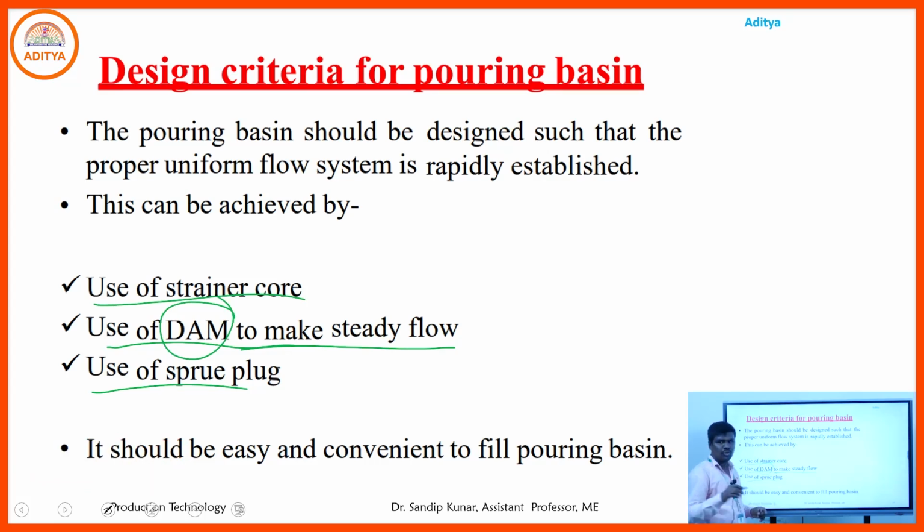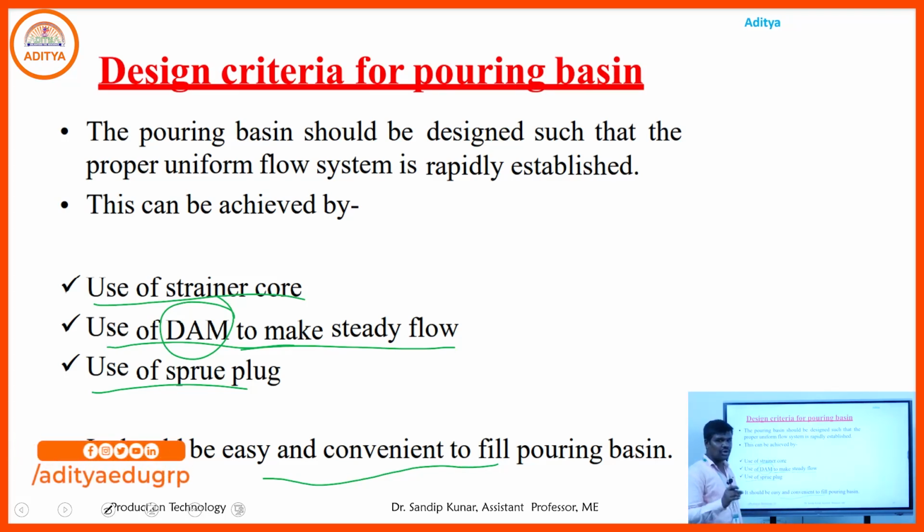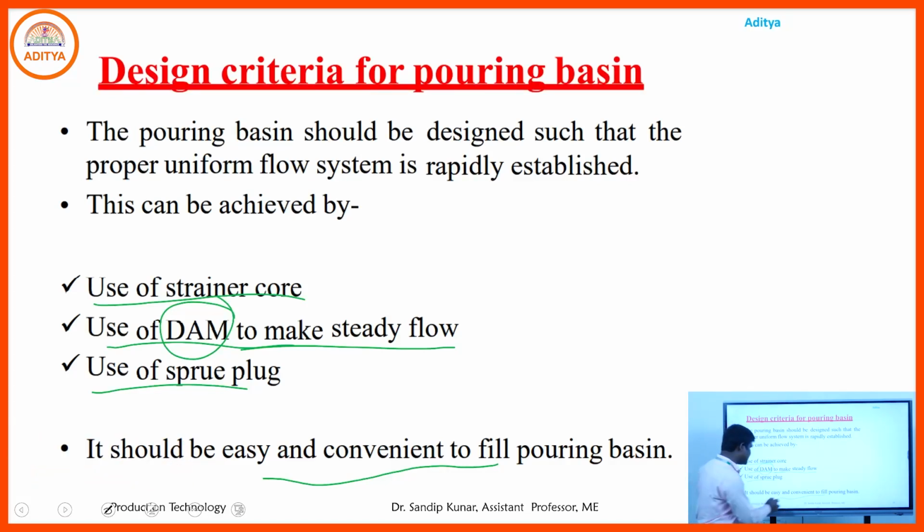Using the runner, the molten metal flows to every pattern, every mold cavity, at a time. The flow of the molten metal is controlled using the sprue plug to the different mold cavities. At a time, we maintain the flow of the molten metal to different mold cavities. So it will always be easy and convenient to fill the pouring basin with molten metal. Okay.